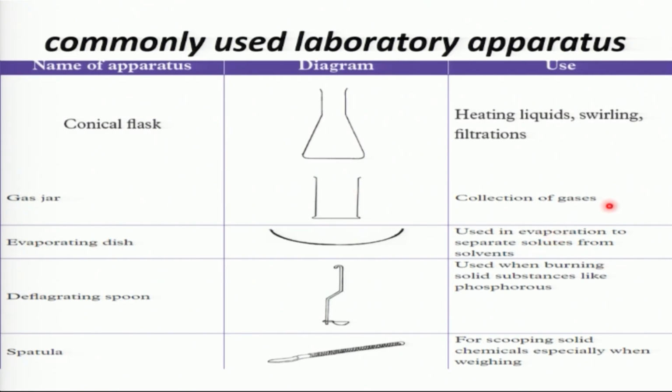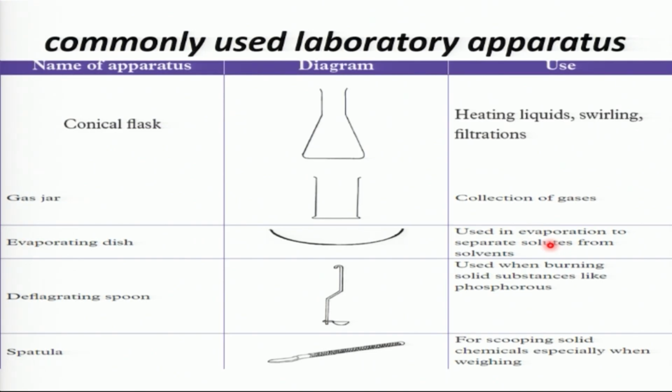So this is used in evaporation to separate solutes from solvents. What does it mean? When we talk of solutes and solvents, solutes are things in solid state that dissolve in a solvent. For example, when I get water and mix in salt, I get a solution, all right?